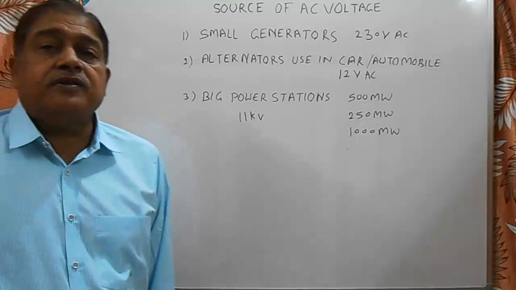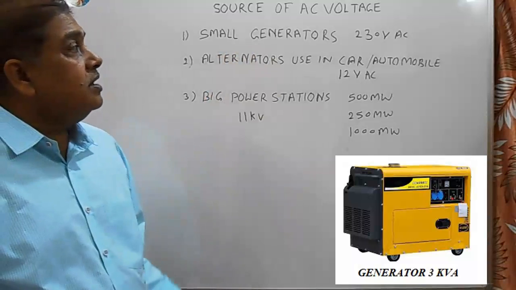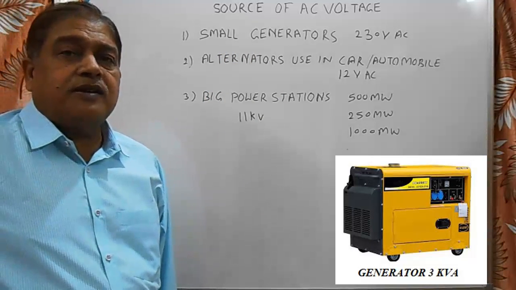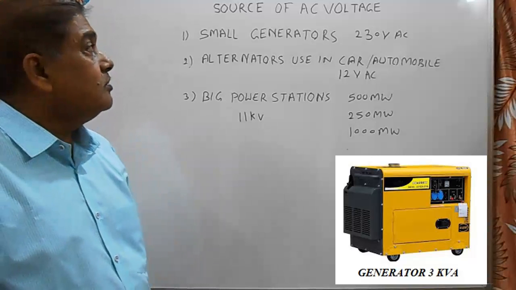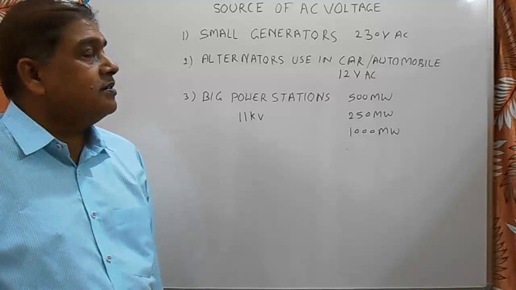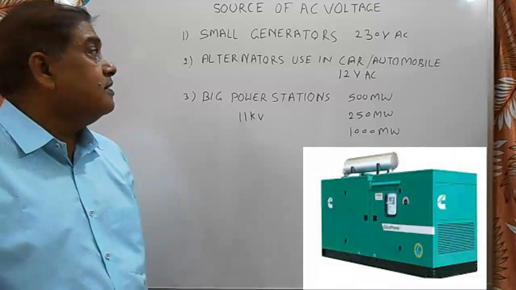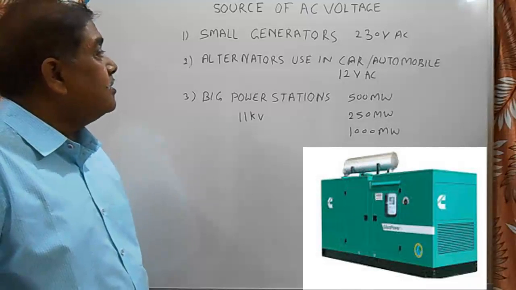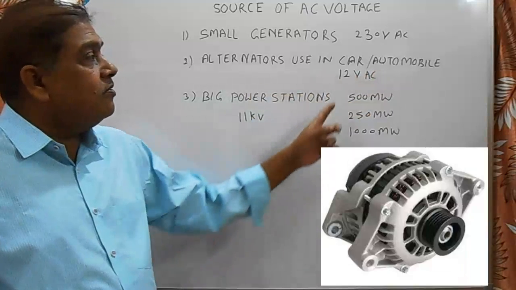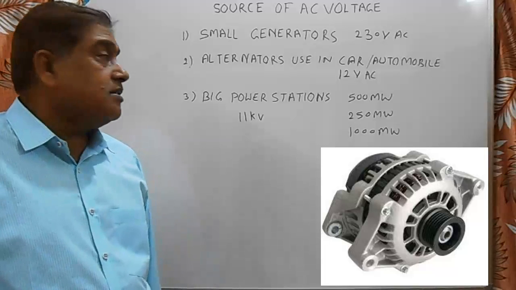There are main sources of AC voltage. First are small generators used for decoration purposes. These generators generally have 2 to 5 kilowatts capacity, and some higher capacity generators are used in homes. 15 kV generators are used in very big buildings like hospitals and hotels. Then some small alternators are used in car and automobile circuits. They give 12 volt supply for charging the battery of cars and trucks, etc.